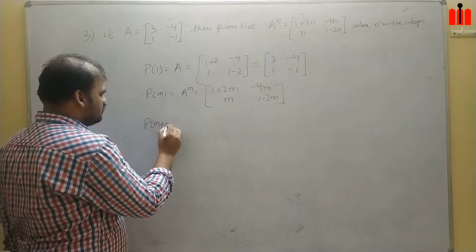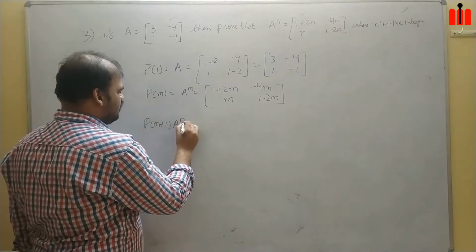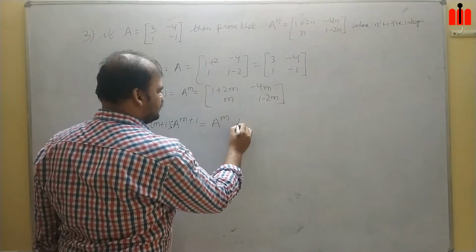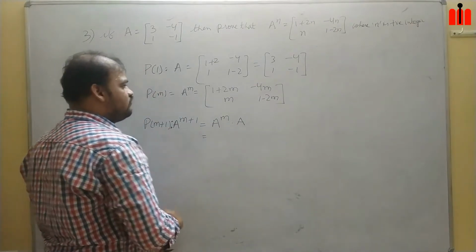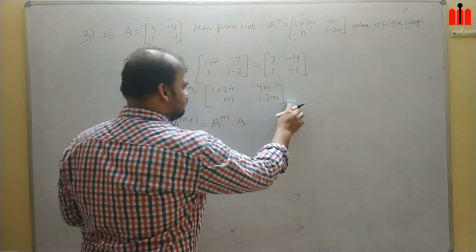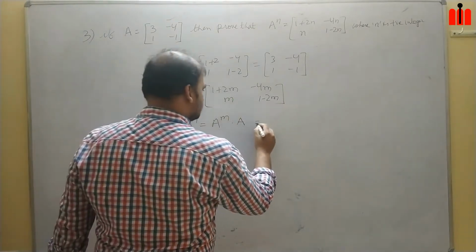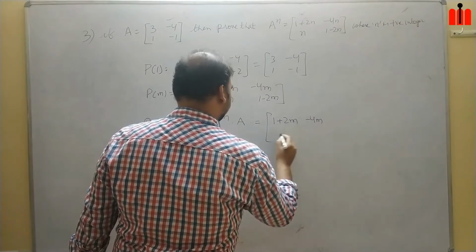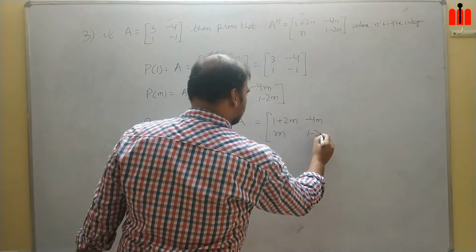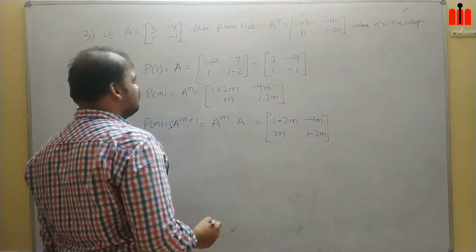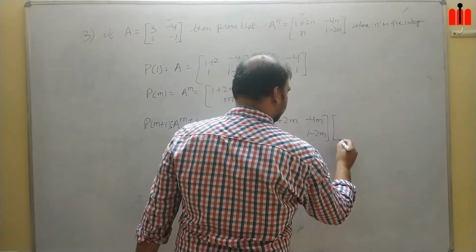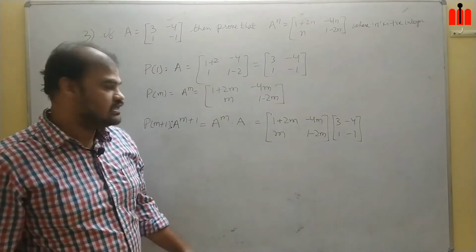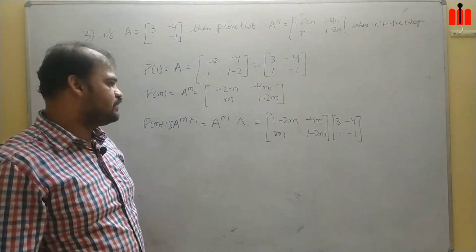P(m+1): the LHS will be A to the power of m+1, which equals A to the power of m into A. What is A to the power of m for me? A to the power of m is this P(m) statement. I will write it over here. So it is [1+2m, -4m; m, 1-2m] into A. What is A now? [3, -4; 1, -1]. So this is my A to the power of m into A.